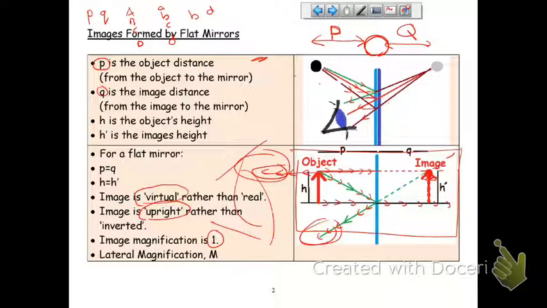I can define, by the way, a letter for the magnification, which is big M. Okay. So, a little bit of terminology, and that's just to get us ready for it.